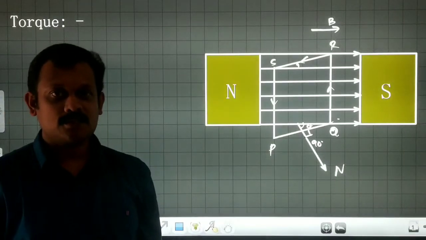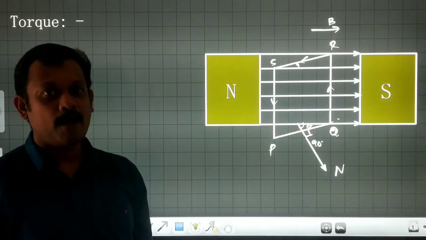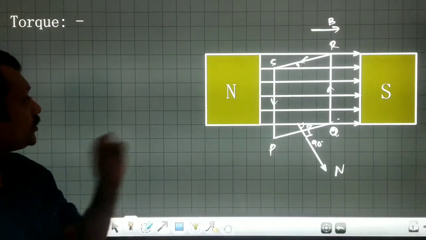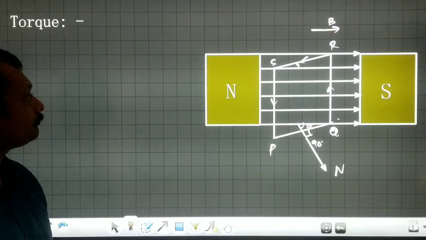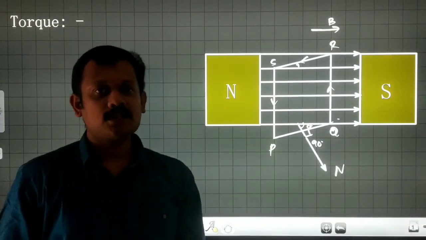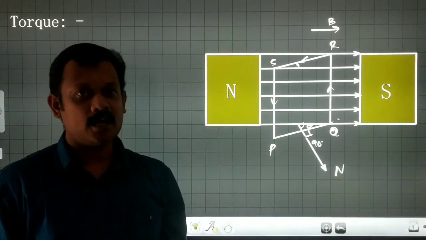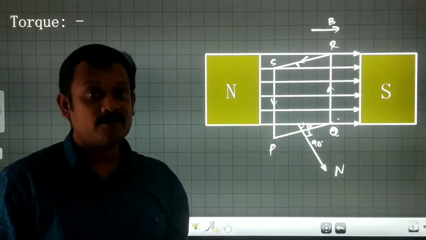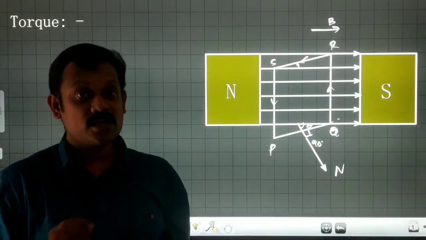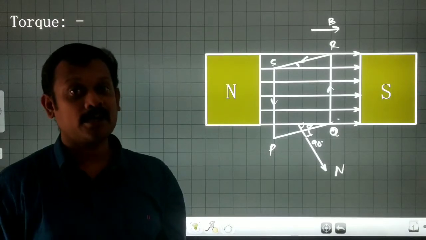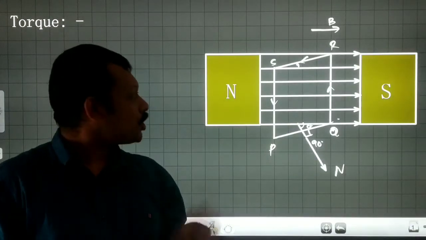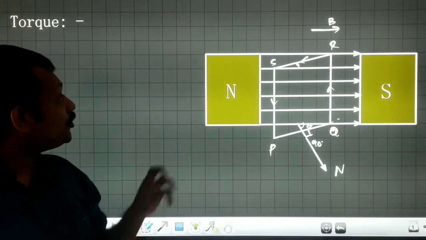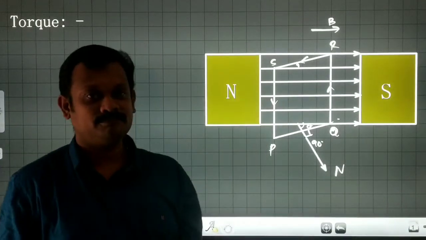In today's class, we will study the torque due to a current loop in an external magnetic field. In the previous class, we learned that a closed loop placed in an external magnetic field will experience zero net magnetic force.